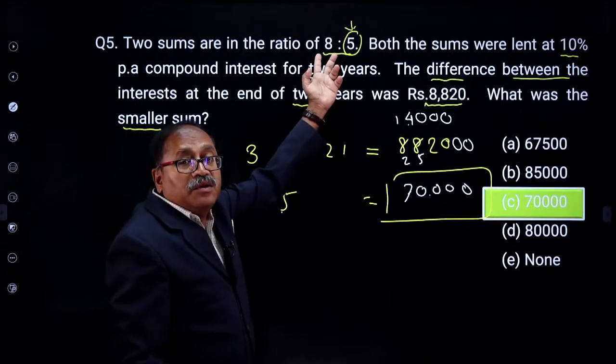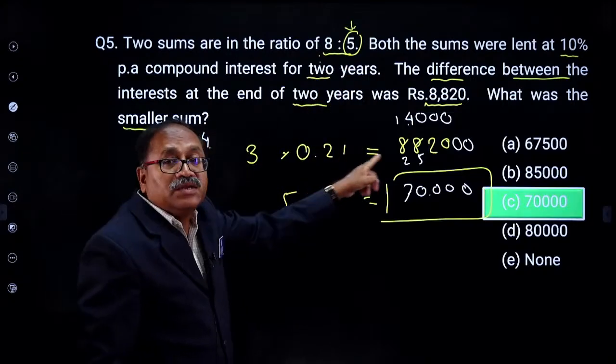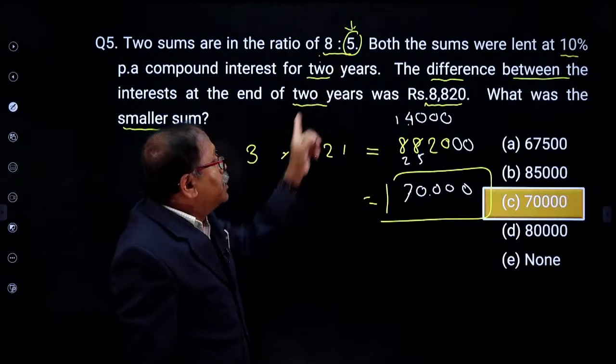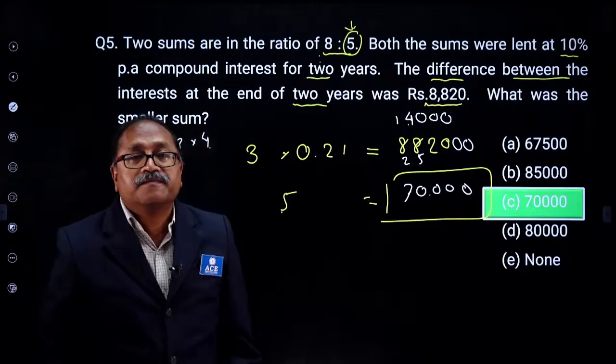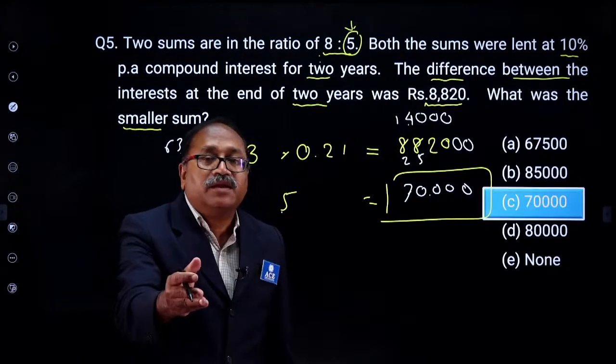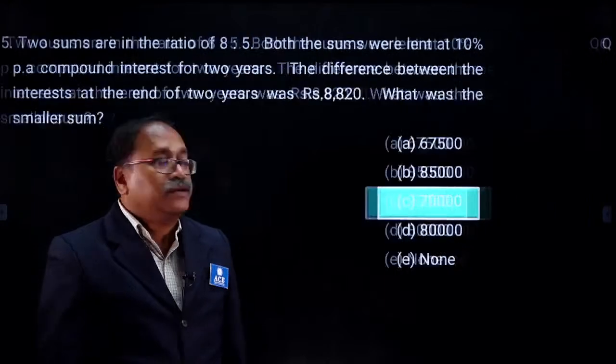That is, the difference is 3 parts. 3 parts, 21% is given to us. I need the 5 parts. Just calculate it. My dear friend, the next question on the board is this.